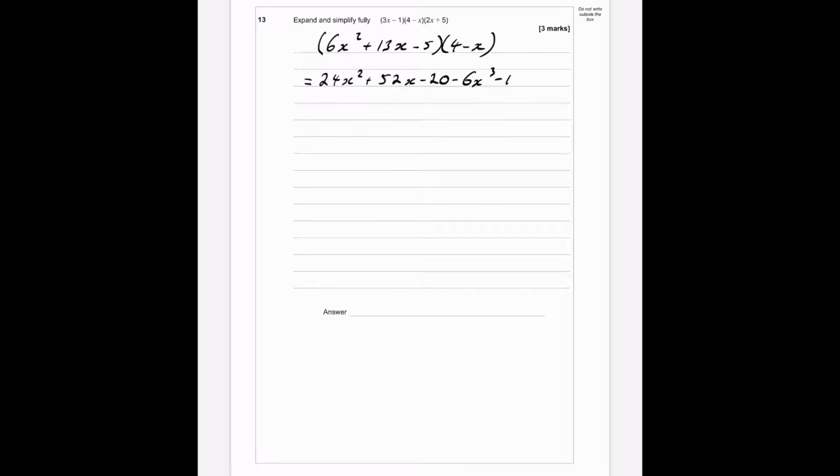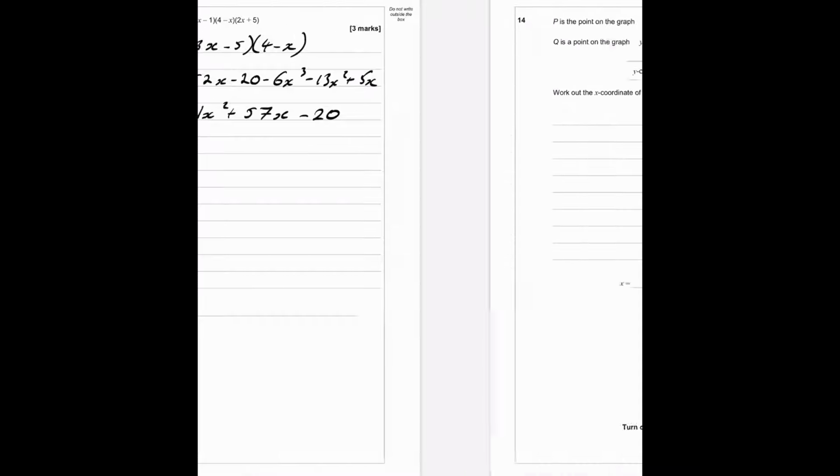Multiplying by 4 minus x, multiply each bit by 4, then multiply each bit by minus x, and then group everything together. I like to write these in descending powers of x, so minus 6x cubed plus 11x squared plus 57x minus 20.